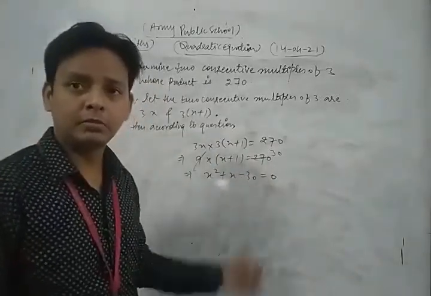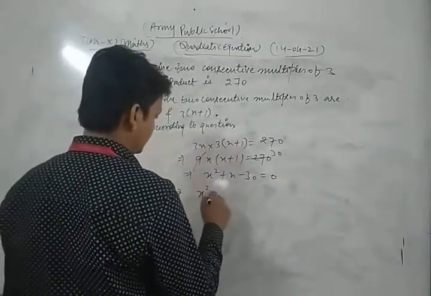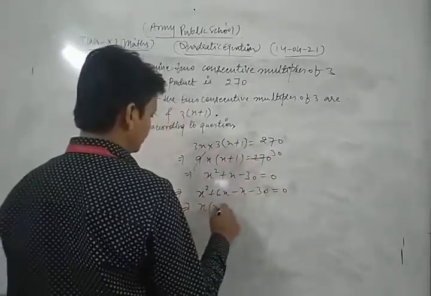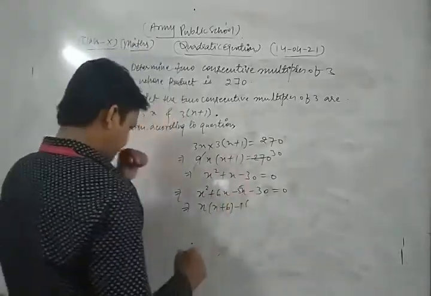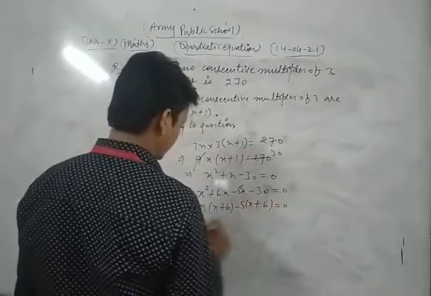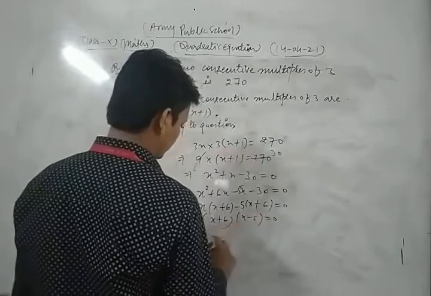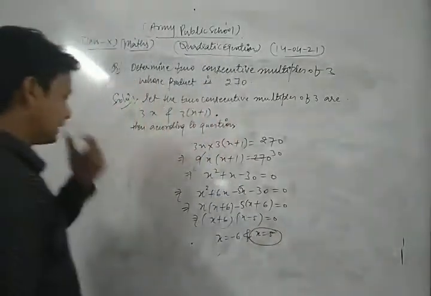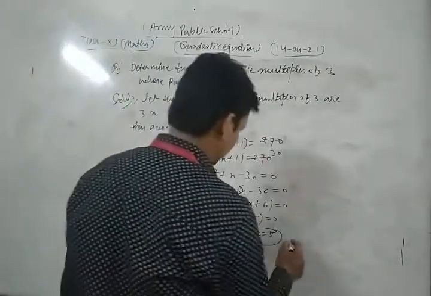We split the middle term by the factorization method, so we get x square plus 6x minus 5x minus 30 is equal to 0. We take x common from the first two terms, x plus 6, and minus 5 common from the last two, so we get x plus 6 times x minus 5 is equal to 0. So x is equal to minus 6 and x is equal to plus 5. X is equal to plus 5, so we don't take the negative value.